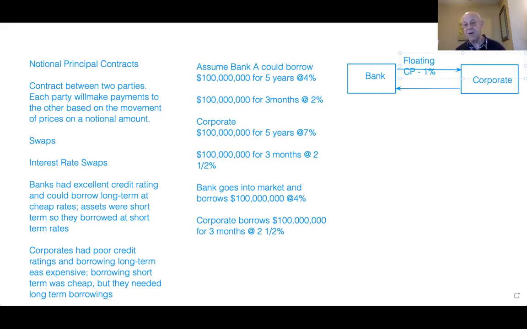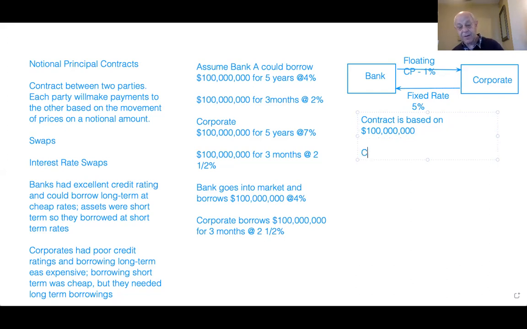So let's assume when we first started this transaction, the commercial paper rate was 2%. And the corporate is going to pay to the bank a fixed rate of 5%. And the contract is based on $100 million.